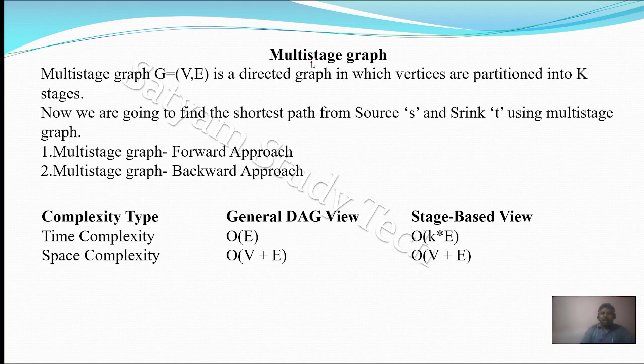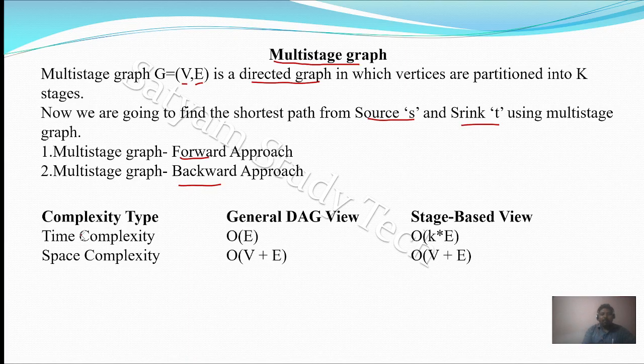Today's topic is the multi-stage graph using the dynamic programming approach. A multi-stage graph G equals (V, E), where V is the set of vertices and E is the set of edges of the graph. It is a directed graph in which the vertices are partitioned into k stages. Now we are going to find the shortest path from source vertex S to sink vertex T using the multi-stage graph. Either you can solve this problem by using the forward approach or the backward approach.